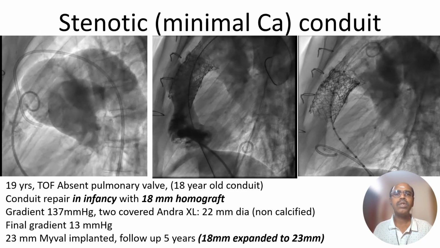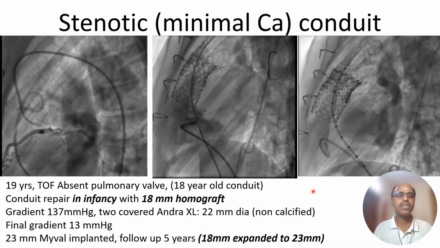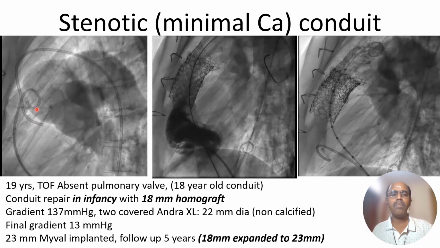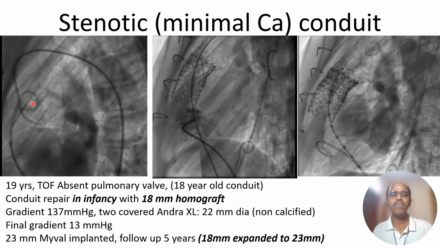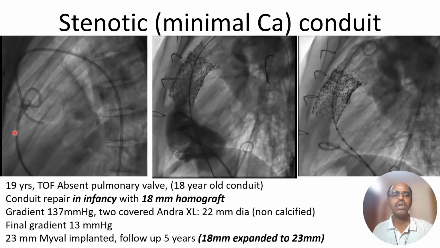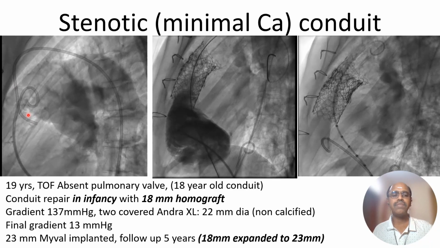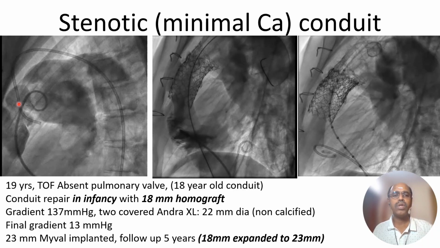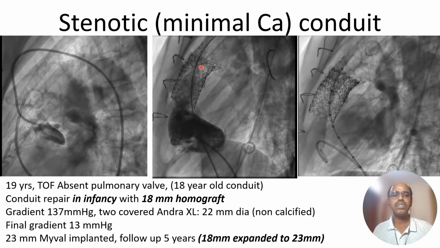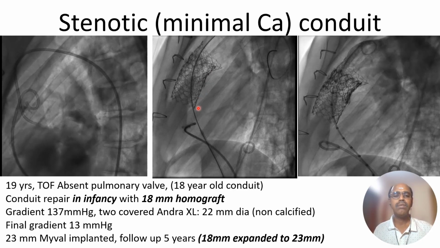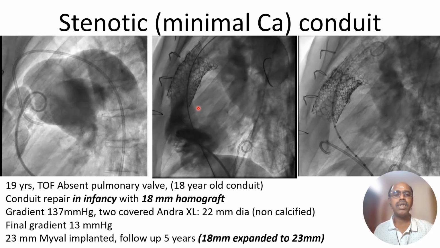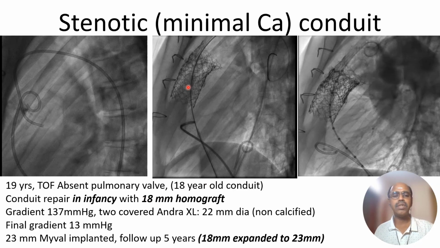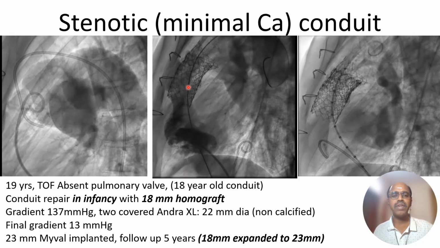An example of a stenotic minimally calcified conduit. A 19-year-old child who has tetralogy absent pulmonary valve syndrome, operated in infancy. So this is the stenosed conduit. This is an 18-year-old pulmonary homograft with very minimal calcification. The gradient is almost 137 millimeters of mercury. So you put a pre-stent in. These are two pre-stents of Andra XL dilated to 22 millimeter. We are not using a covered stent because an 18 millimeter very minimally calcified homograft is just dilated to 22 millimeter. Final gradient significantly reduces.